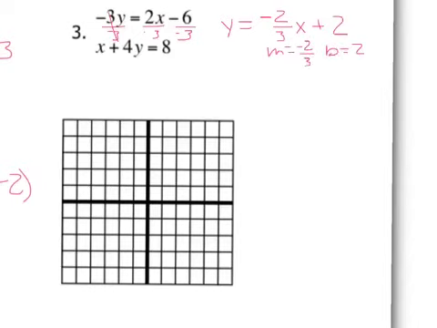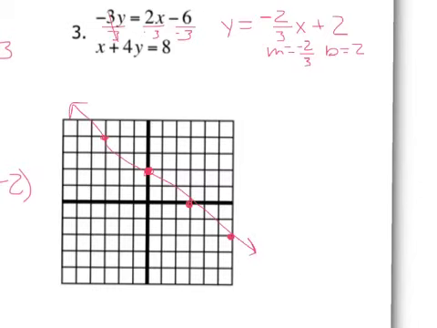So let's graph that. So b of 2 is up 2 on the y-axis. M of -2/3 is down 1, 2 over 1, 2, 3. Down 1, 2 over 1, 2, 3. Can also go up 2 and left 3 to go the opposite direction. Go ahead and graph that line.